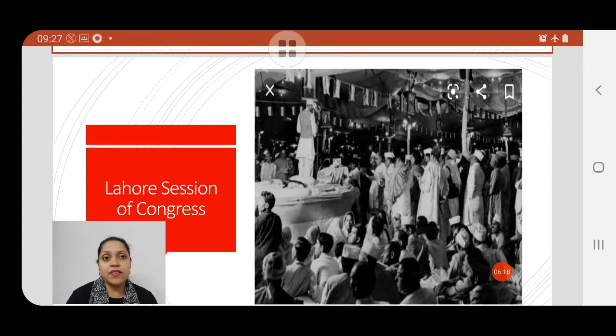Okay, and who is there presiding over the mic? He was presiding over the meeting. You can see the back side, but you can make out that it is Pandit Jawaharlal Nehru. So he was presiding over the Lahore session of Congress after being elected as the president of the Congress.